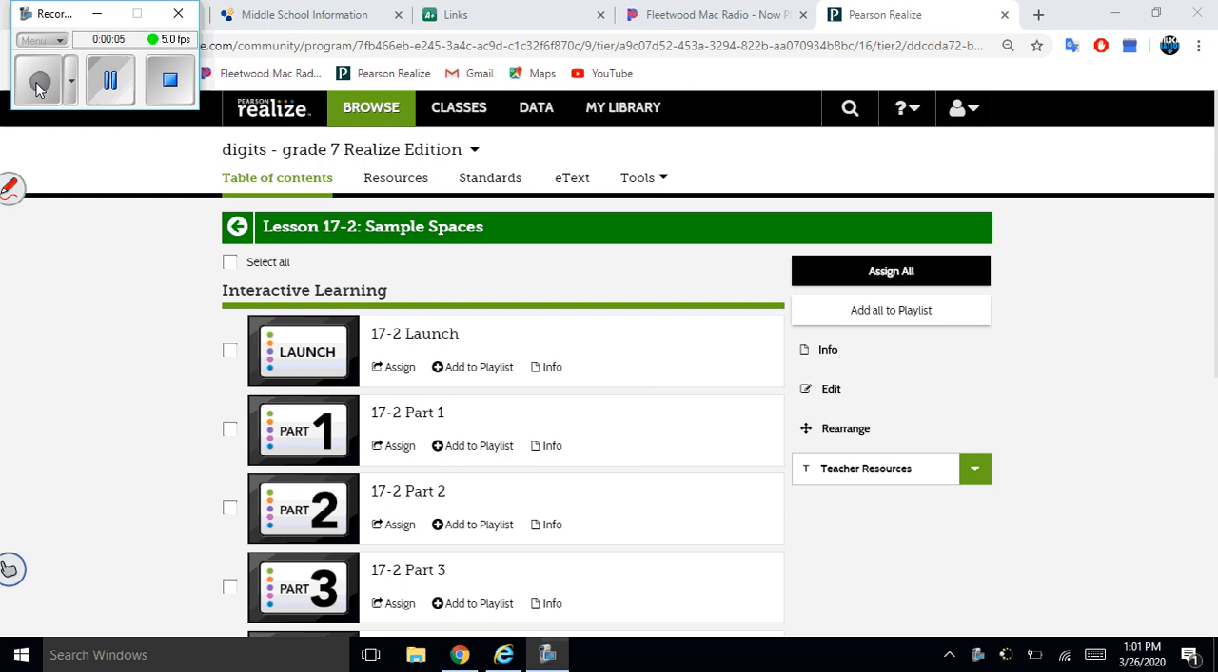17.2 sample spaces. I believe there was a sample space section. We talked about sample space a little bit in the previous chapter. This is going to be a very lengthy scenario where you're going to have to write some things out. So I'm actually going to break this lesson up into two parts in order to fit it in. We'll start with part one.